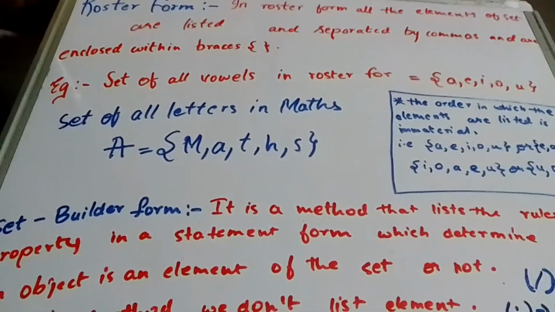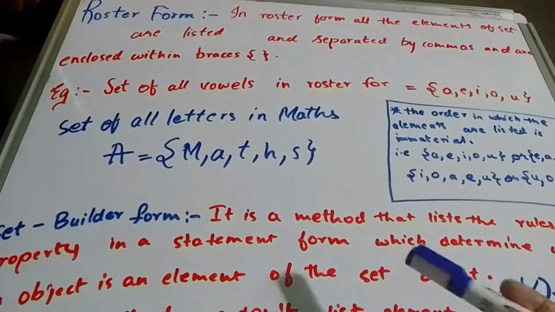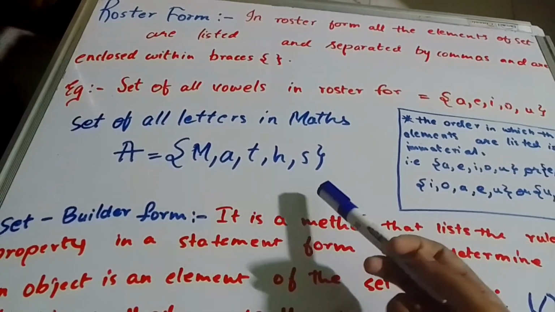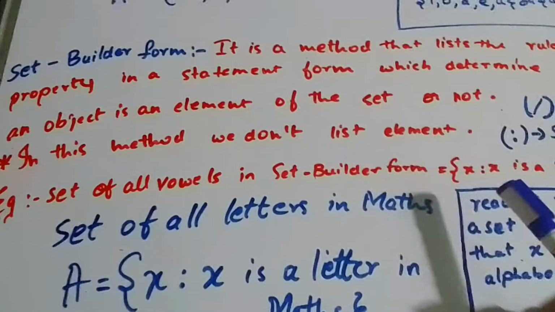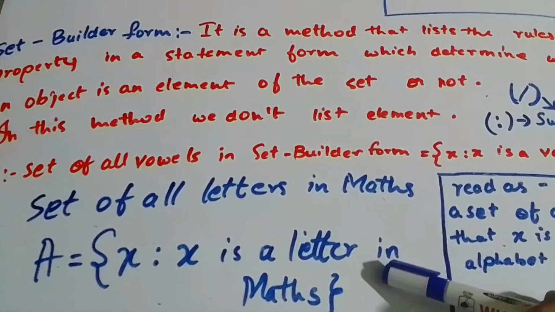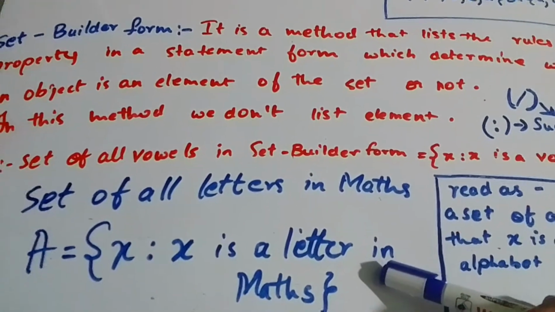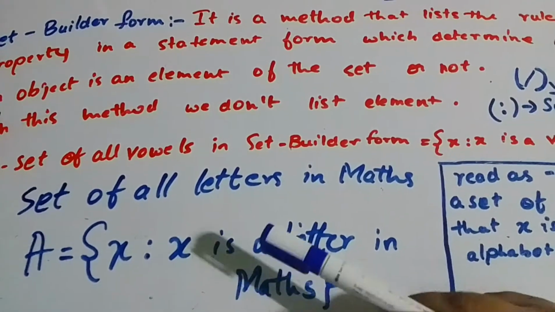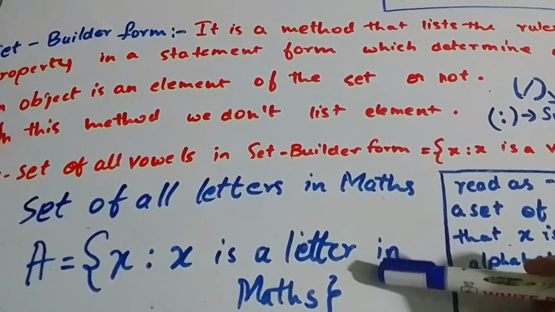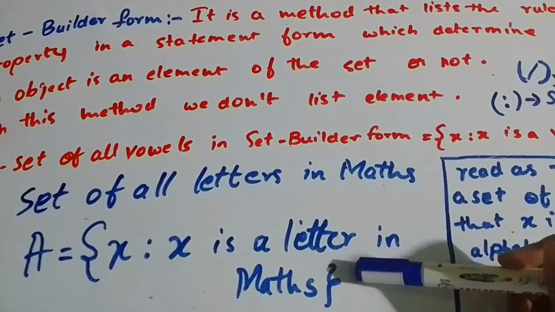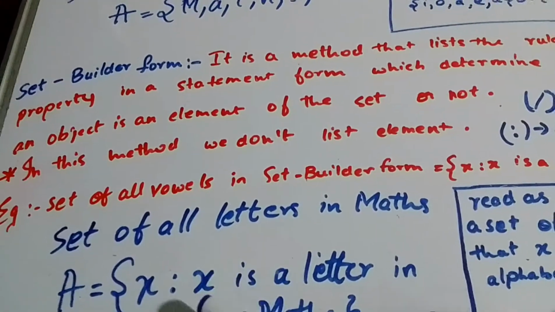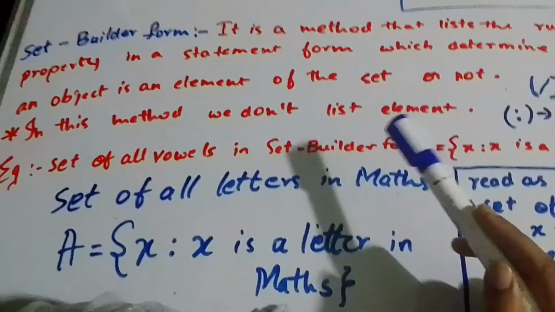How will you recognize roster form? Seeing a set, if the elements are mentioned and separated with commas in curly brackets, then that is roster form. In set builder form, how can we recognize it? If the set is written as x such that x is an element in maths, it is represented in statement form. Here you can see the statement: for all x such that x.